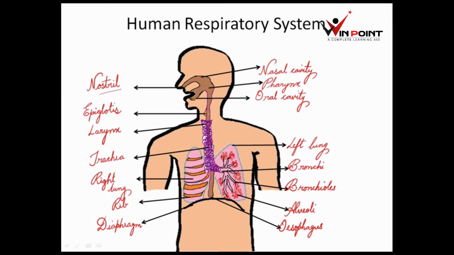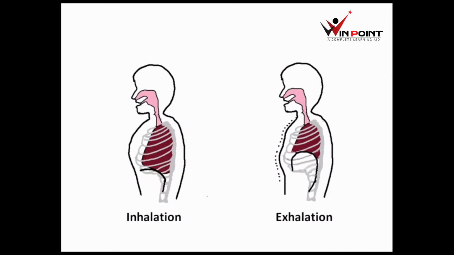The epiglottis is a flap which does not allow the mixing of air and food. The lungs are protected by ribs. It's called the rib cage, and a diaphragm is present which contracts and relaxes when we breathe in and breathe out. Now let's understand what is inhalation and exhalation. When we breathe in, the muscles of the diaphragm contract and move downward, the chest cavity expands and air enters the lungs. This is called inhalation. When we breathe out, the muscles of the diaphragm relax and move upward, and the chest cavity contracts and air goes out of the lungs. That is exhalation.